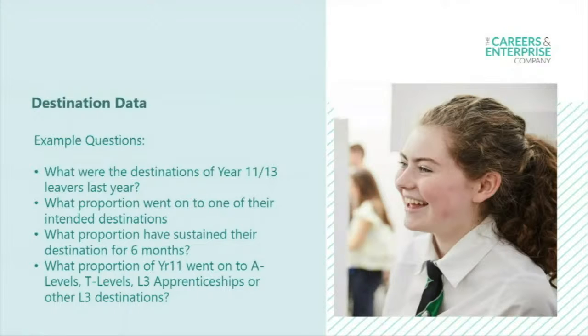And then what proportion went on to A levels, T levels, level 3, but looking at it not just as a cohort, but you may want to overlay with specific cohorts as well, particularly linked to any strategic objectives that you'd shared. So they're just some suggestions. If you have any other questions that you use to interrogate your destination data, please do add them in the chat and add to this question bank.